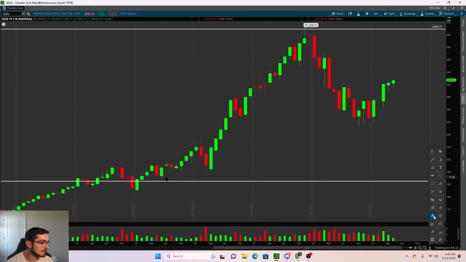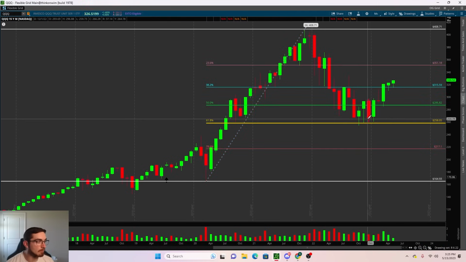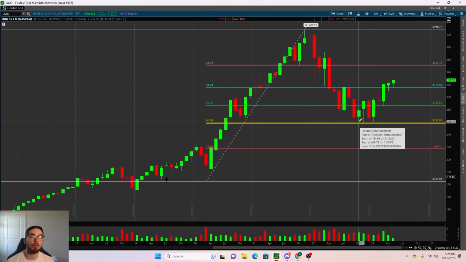What can we do? We can take a Fibonacci retracement, take this pivot low to pivot high right here. And as you can see, we had support at the 38.2% retracement before a nice aggressive move back up. We had price action at the 50% retracement, and the low of last year was right at that 61.8% retracement.